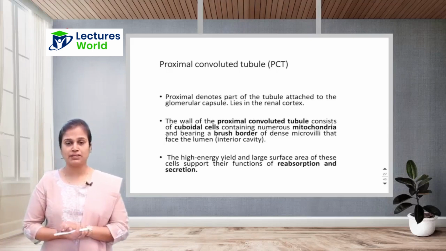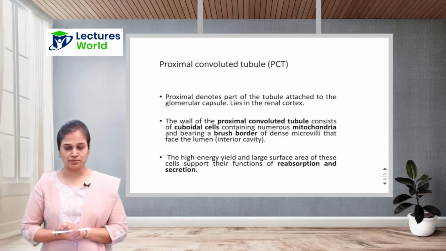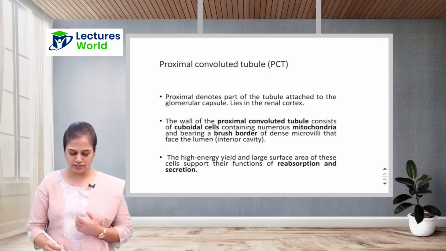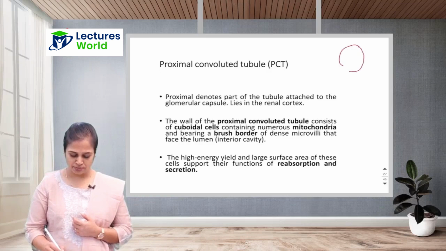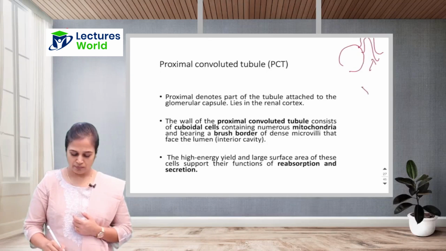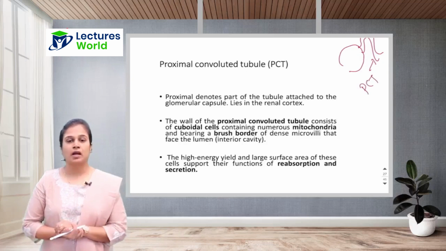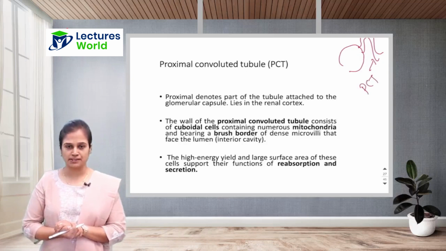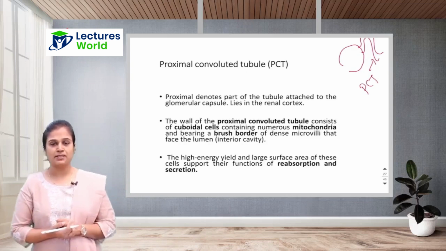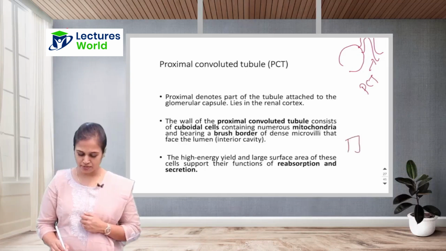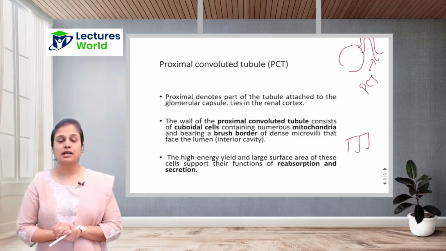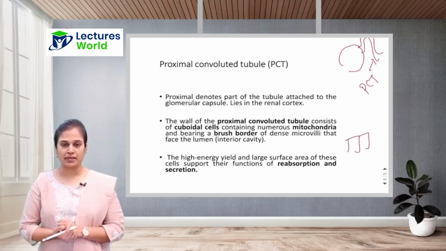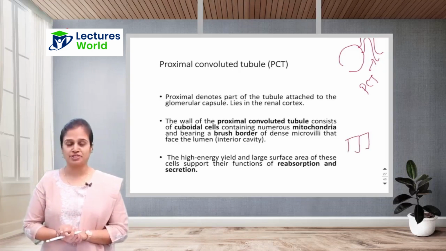PCT, or the proximal convoluted tubule, denotes the part of the tubule attached to the glomerular capsule. As I told you, proximal means near. So this is the capsule, and the part which is attached is the PCT. The wall of the proximal convoluted tubule consists of cuboidal cells. Cuboidal cells means a cube-like structure, containing numerous mitochondria and bearing a brush border.